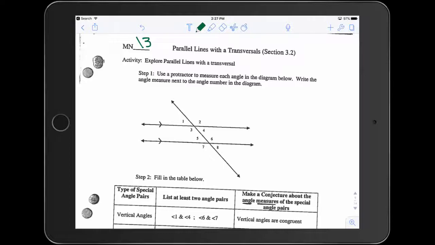It's about parallel lines with a transversal. It's from section 3.2 in our textbook. And as you see, it's kind of an activity. It says explore parallel lines with a transversal.